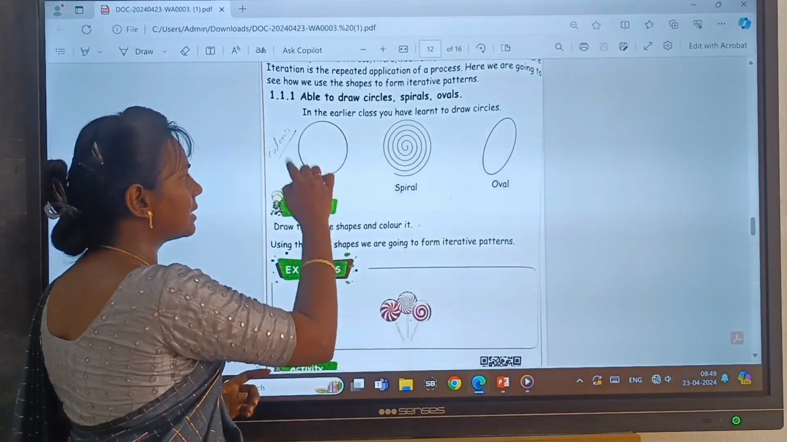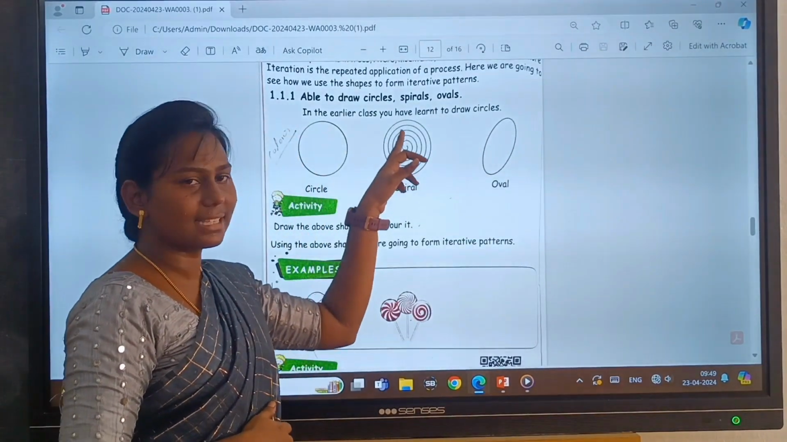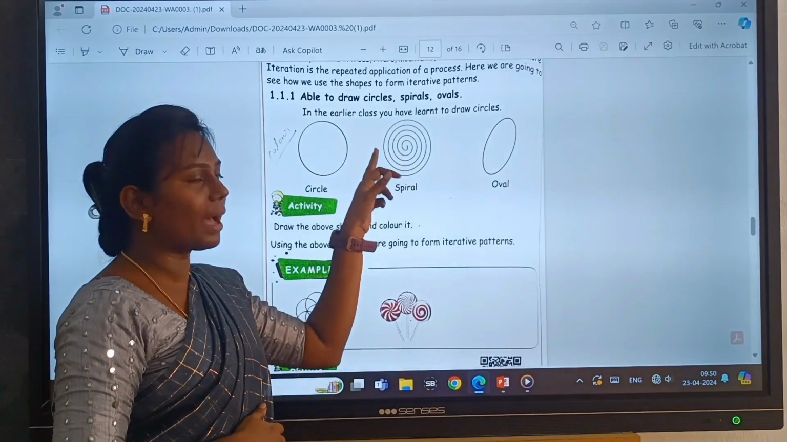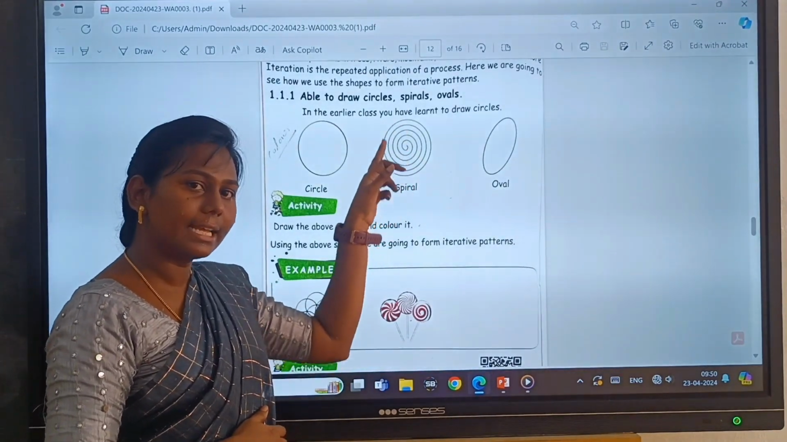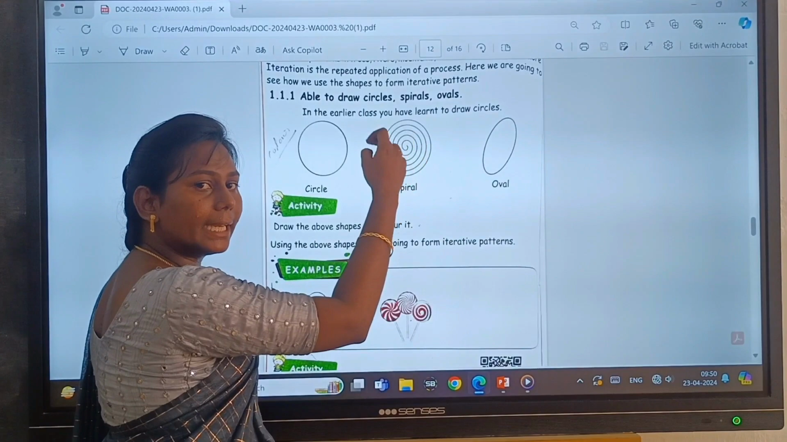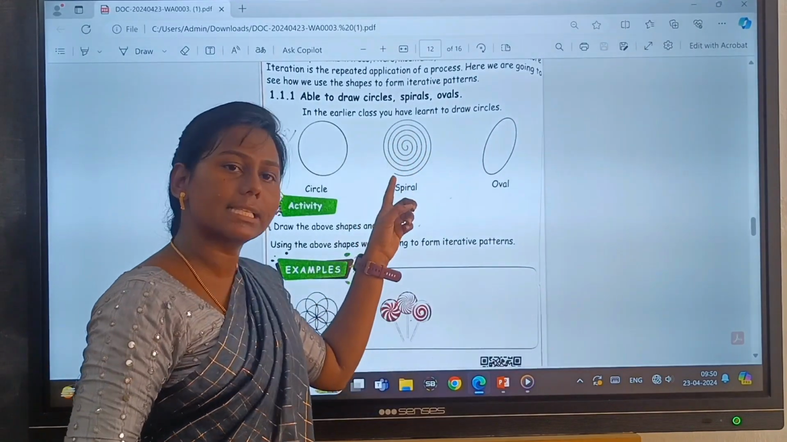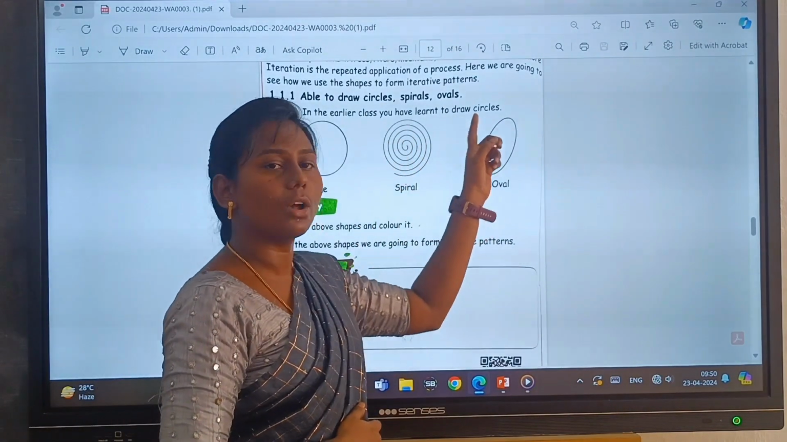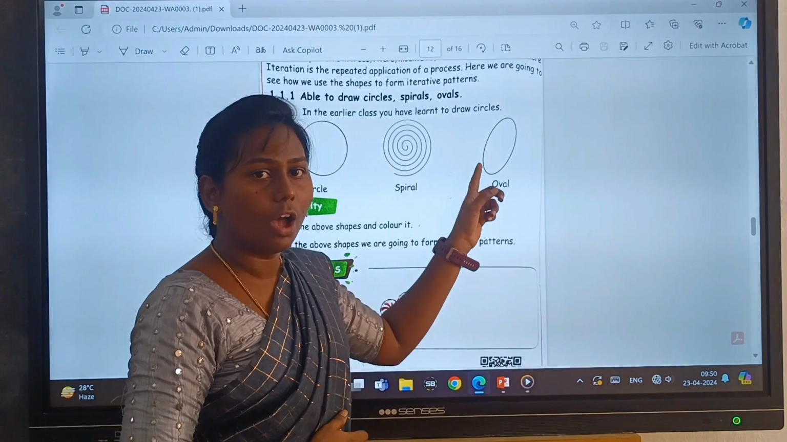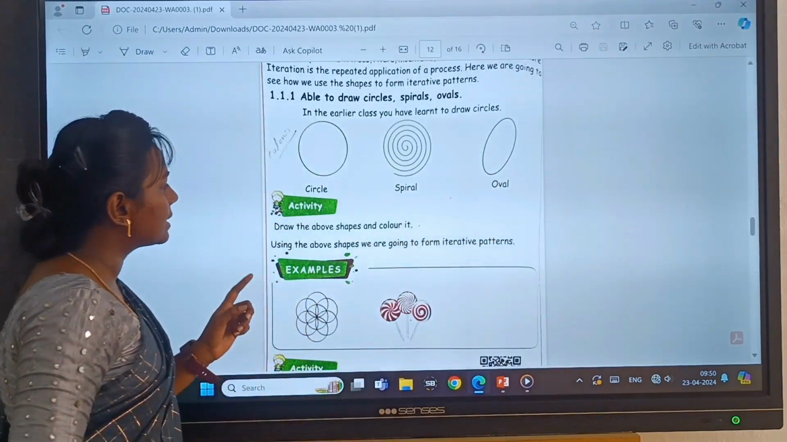This is a circle. And what is this? Yeah, this is a spiral. It is called a spiral. It is a repeated process. And this is an oval shape. What is this? Oval shape. Listen here.